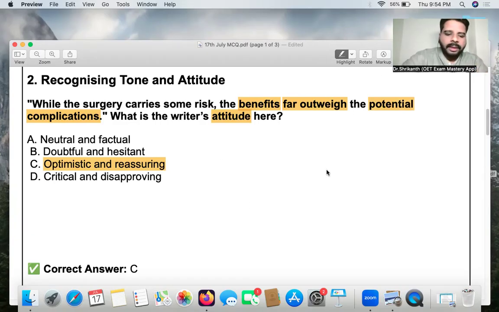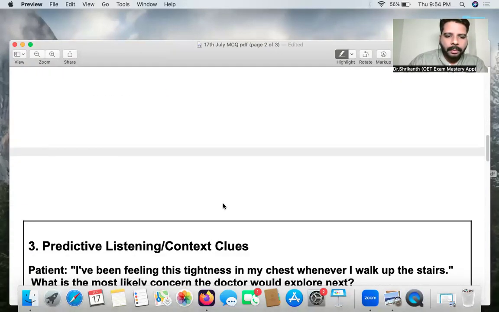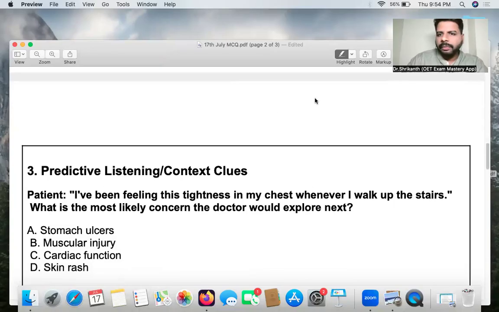Now let's go to the third question. Here, when you're doing your OET listening test, it is very important that you have prediction skills. Just by listening to a statement, you must be able to get the clues from it. Here the patient is saying, "I have been feeling this tightness in my chest whenever I walk up the stairs." What is the most likely concern the doctor would explore next?